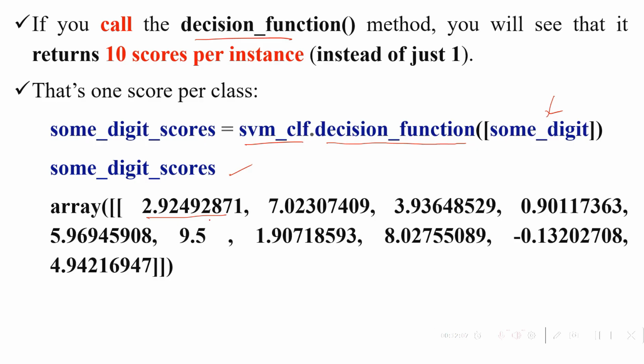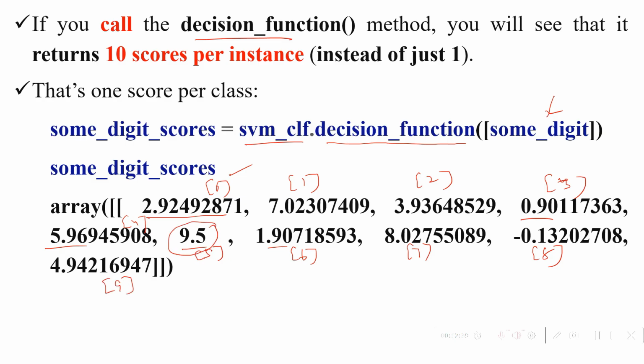So 2.992, 0.27, 3.9, 0.9, 5.9, 9.5, 1.9, like that we are having the values. These are the scores for the handwritten digit 0, digit 1, digit 2, digit 3, for the 4, this is for the 5, this is for the 6, the 7, 8, and this is for the 9. Here the highest score is 9.5.